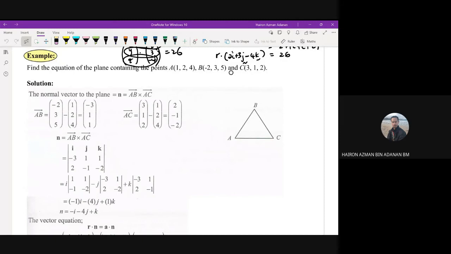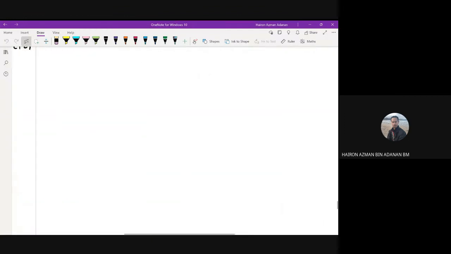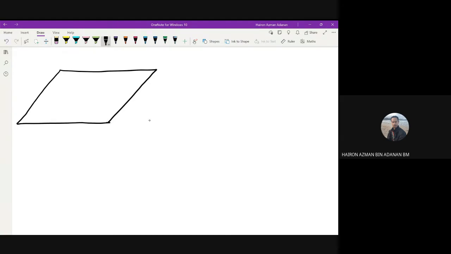Find the equation of the plane containing the points A, B, and C. Okay, I think I need the blank page here. So for this question, if I draw the plane, this is your plane. On your plane we have 3 points, that is A, B, and C. Point A is (1, 2, 4). Point B is (-2, 3, 5). And point C is (3, 1, 2).